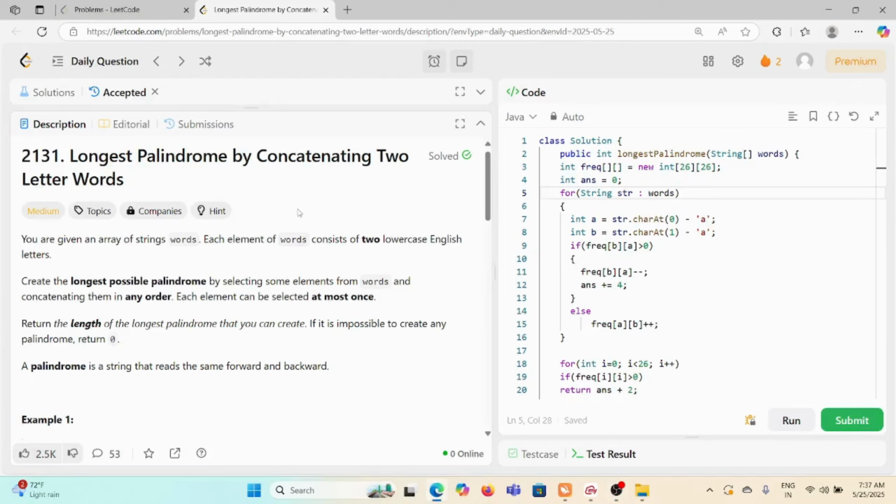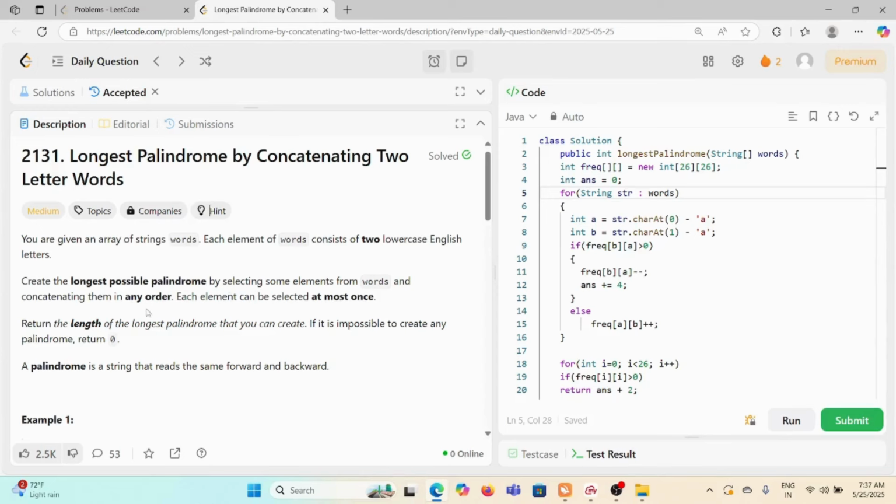Hello guys, so today we are solving this problem: longest palindrome by concatenating two letter words. You are given an array of string words, and each element of words consists of two lowercase English letters. Create the longest possible palindrome using these two letter words by selecting some elements from the words and concatenating them in any order.